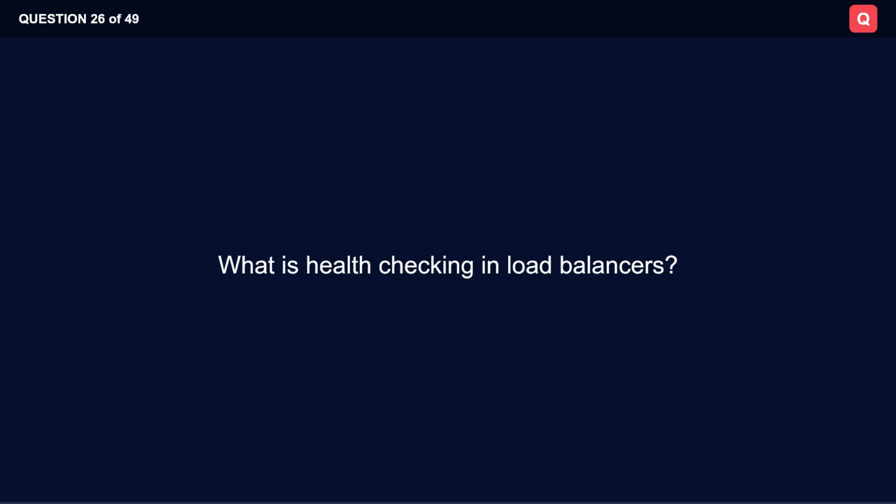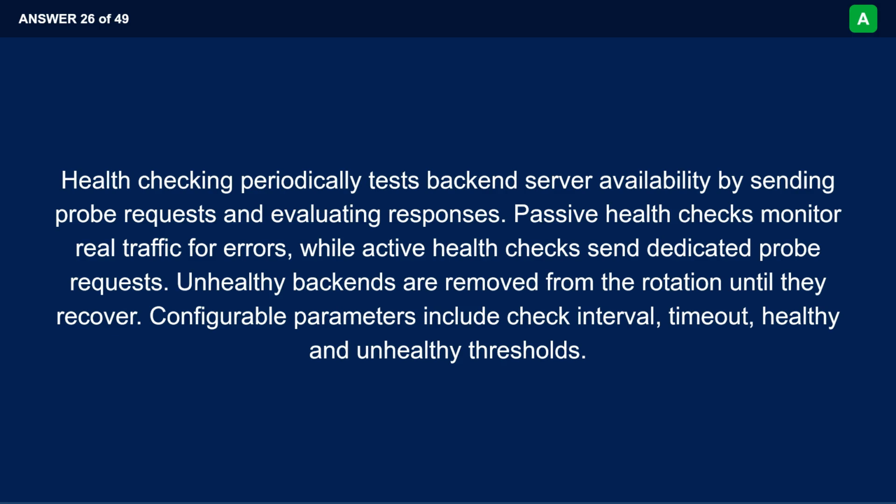What is health checking and load balancers? Health checking periodically tests backend server availability by sending probe requests and evaluating responses. Passive health checks monitor real traffic for errors, while active health checks send dedicated probe requests. Unhealthy backends are removed from the rotation until they recover. Configurable parameters include check interval, timeout, healthy and unhealthy thresholds.